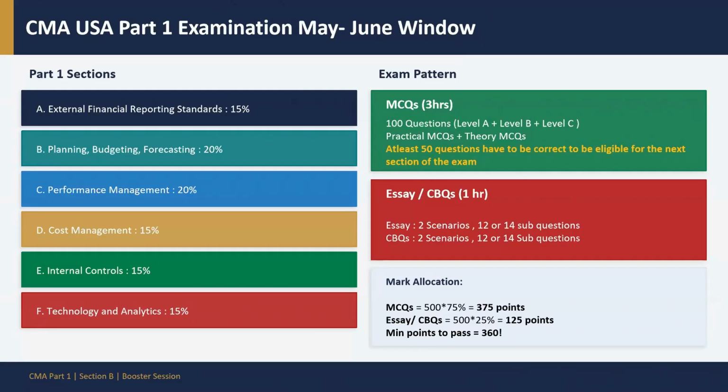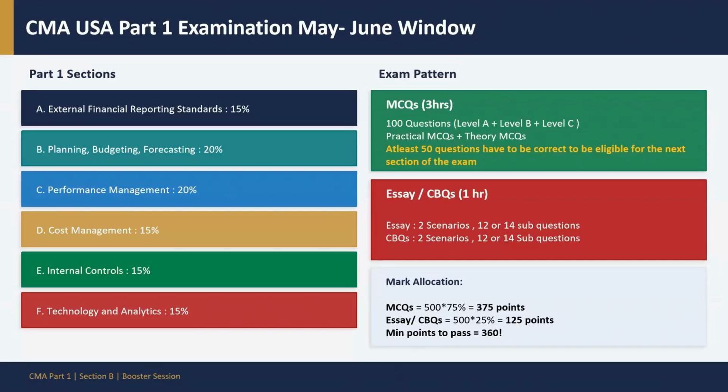So now the exam pattern. So we have 2 sections in the exam. First, we will have MCQs for 3 hours and the next section is about essay or CBQs. So this choice between essay or CBQs, it is only available in this window. From the next session, you will be compulsorily choosing CBQs. Okay. So now MCQs will be for 3 hours. So what is tested on MCQs?